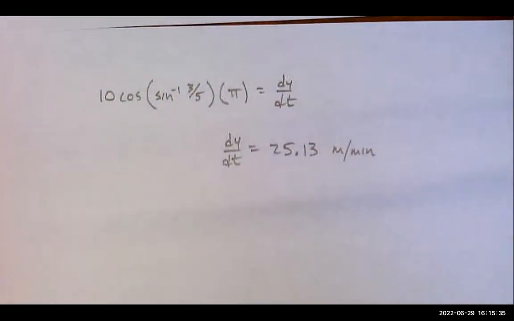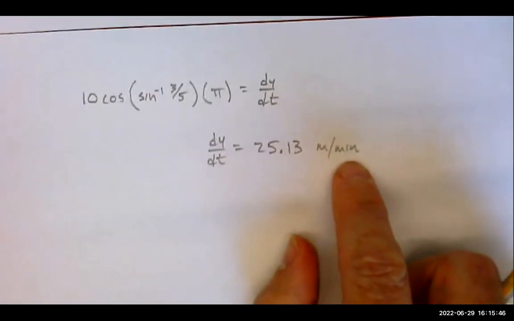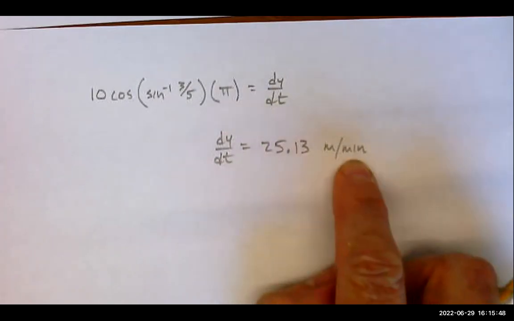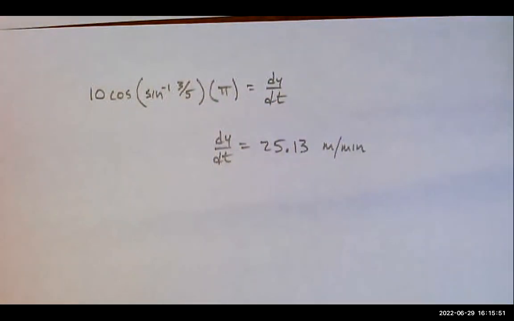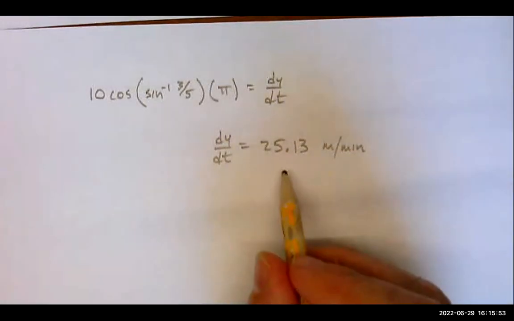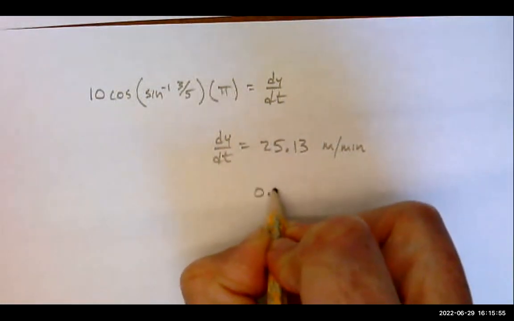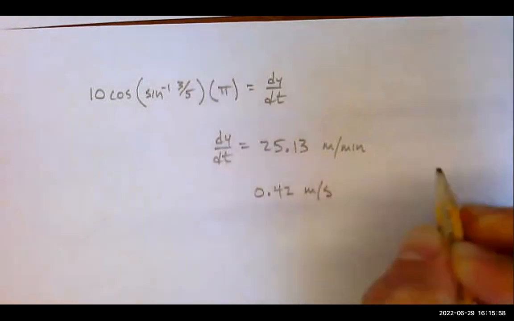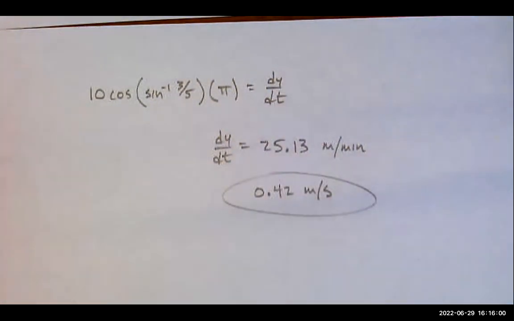That's kind of hard to wrap my head around, like how fast, what's their experience in the Ferris wheel, 25.13 meters per minute. What if we divided this by 60 and got meters per second? If I divide by 60, I get 0.42 meters per second. Okay, that gives me a better idea of what they're actually experiencing. A little less than half a meter every second. That's not too bad. Doesn't seem too bad.